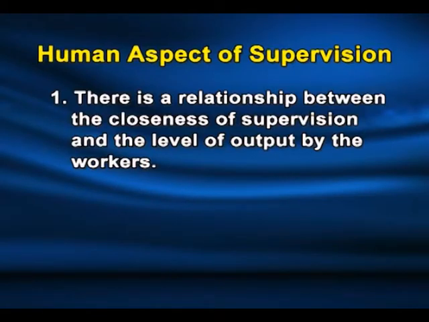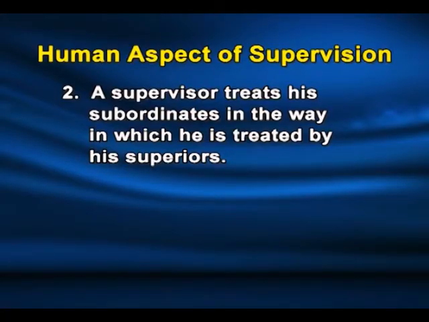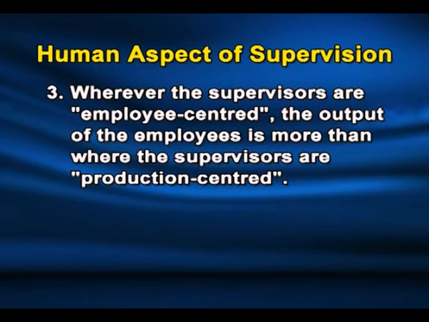First, there is a relationship between the closeness of supervision and the level of output by the workers, the latter being in inverse ratio to the former. In other words, the workers tend to produce more under less exacting supervision, that is to say, the crack of the whip is not as effective as it is made out to be. Second, a supervisor treats his subordinates in the way in which he is treated by his superiors. Third, wherever superiors are employee centered, the output of the employees is more than where the supervisors are production centered.